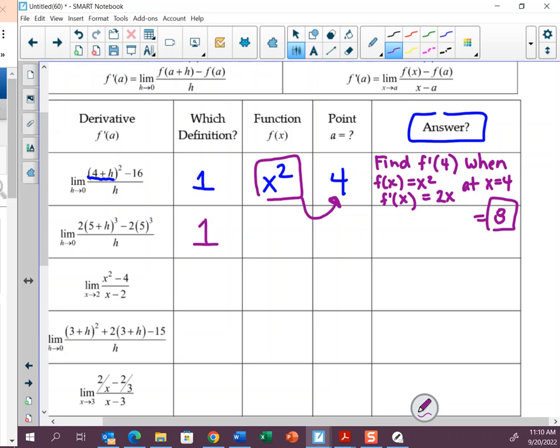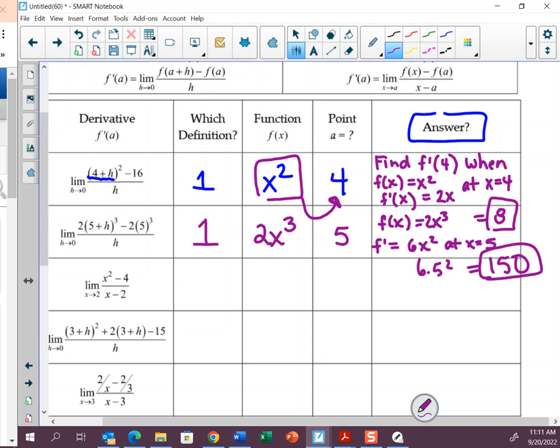Oh, on the second one? On the second one. 2x to the third. 2x to the third at a equals 5. So what's the value of that limit? Because if f of x is 2x cubed, then f prime is 6x squared, and when x is 5, that's 6 times 5 squared, or 150.